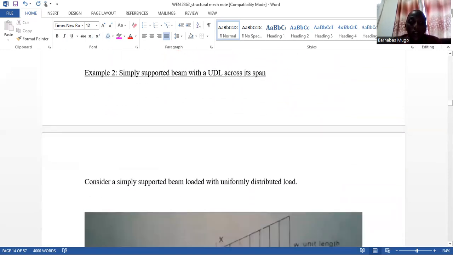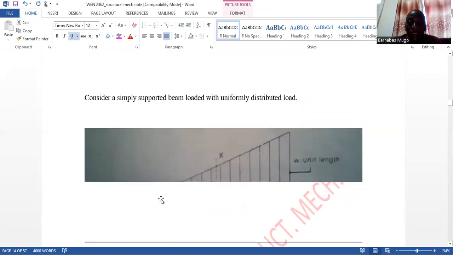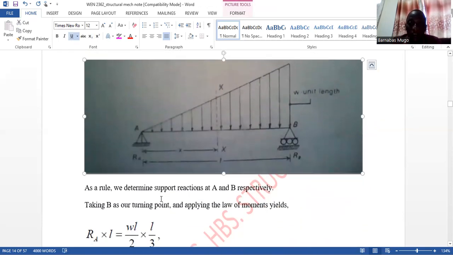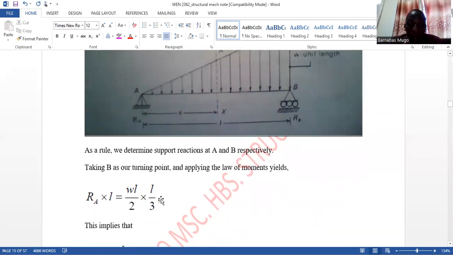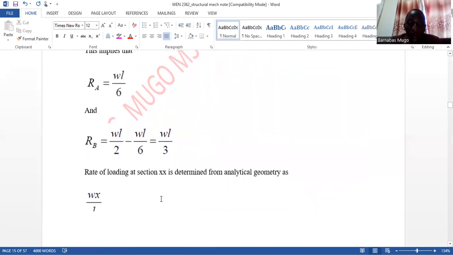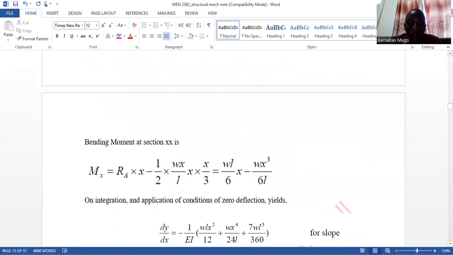Then we can also have a simply supported beam. In this case, it has a varying loading, that is uniform varying load. And then we take the same cross section XX, and we determine the moment at that section. This one you can do with your lecturer, because it is not possible for me to do it online.